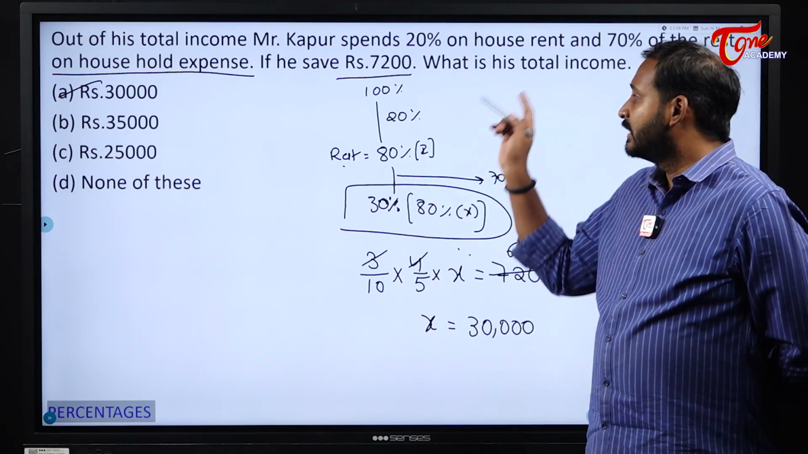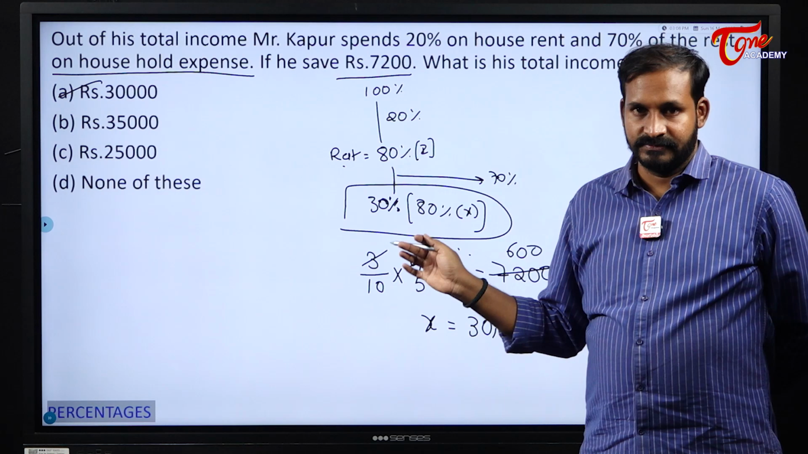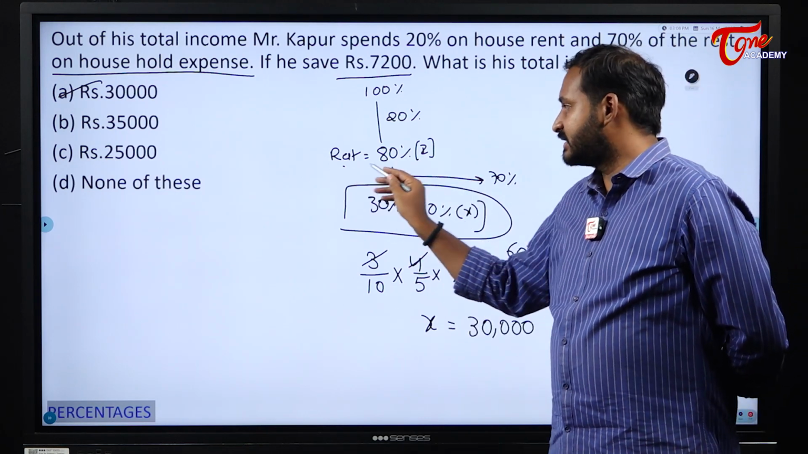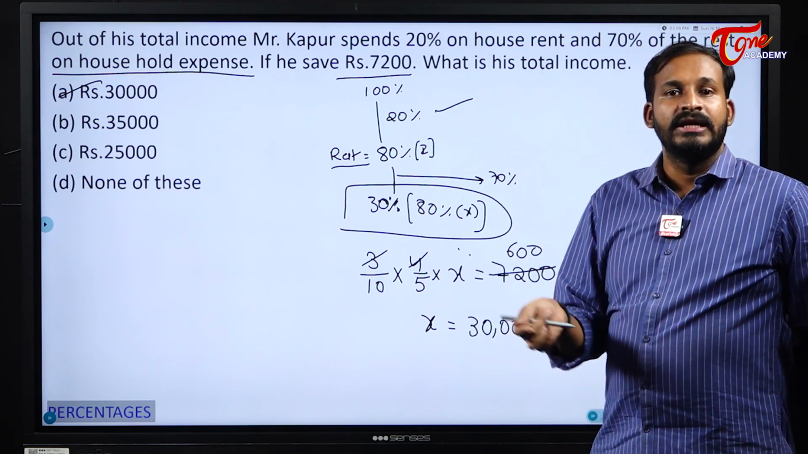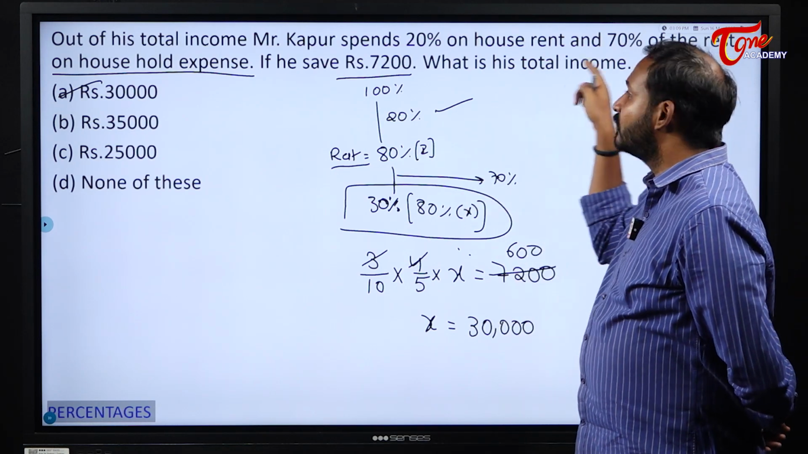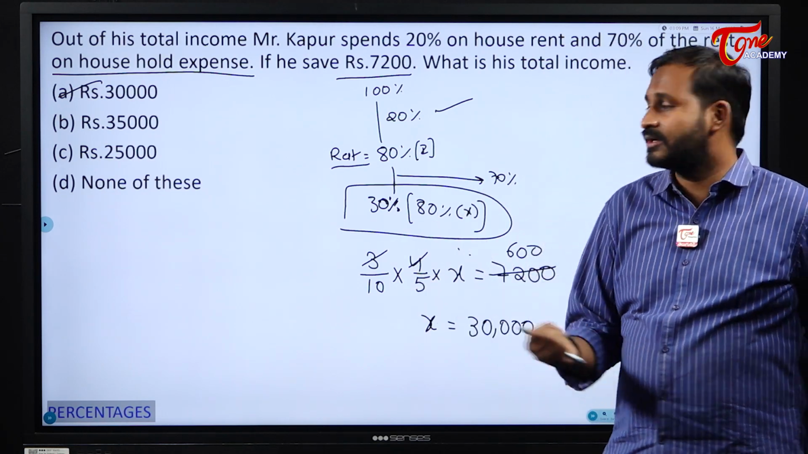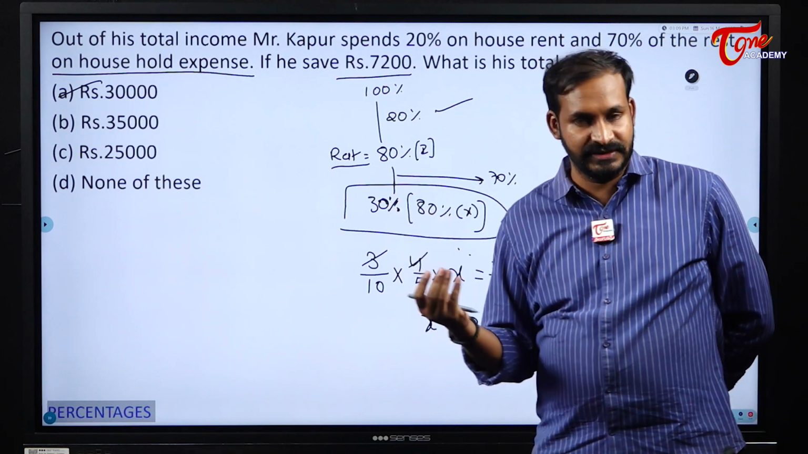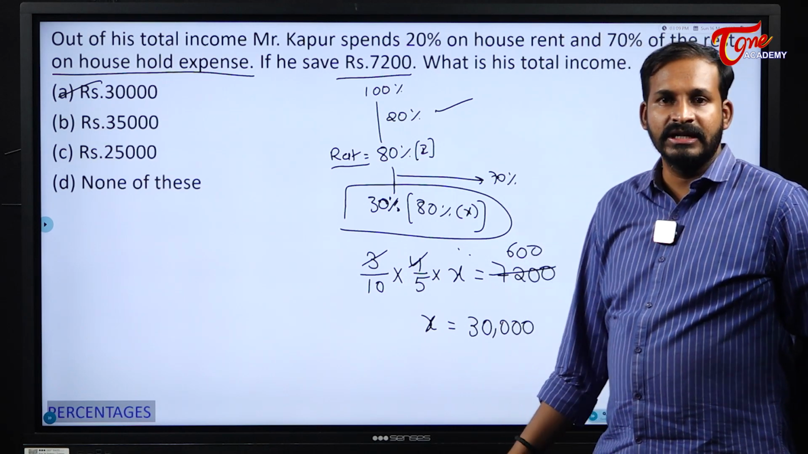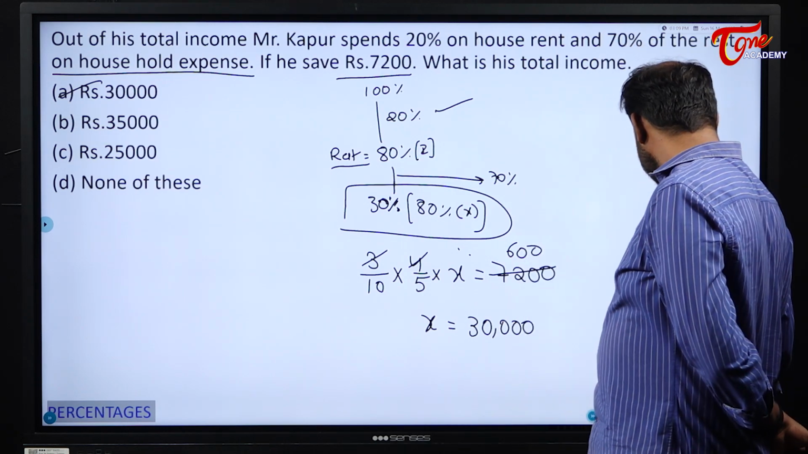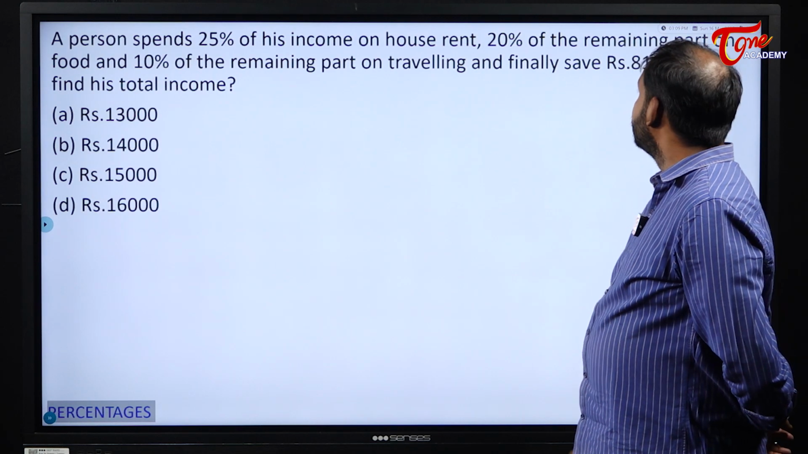Please observe here students, the previous one is a direct one and here we are doing a chain-like system. So, please be careful. Here the rest after spending on house rent, he will be left with what? 80% of X. In that 80% of X, he is spending 70% on other household things. So, after spending 70%, we will be left with what? 30% of the rest. The rest is actually here 80% of his income. So, 30% of that 80% is equal to what? Some 7200 and his total income became what for us here? 30,000.